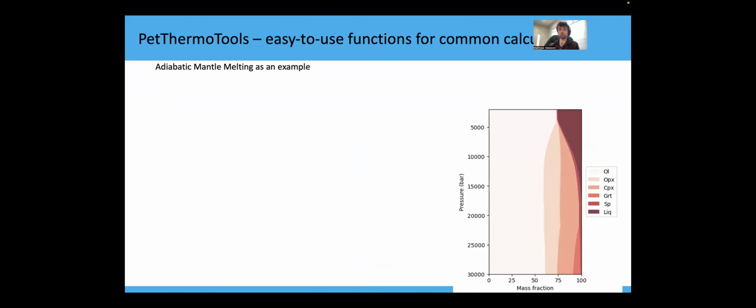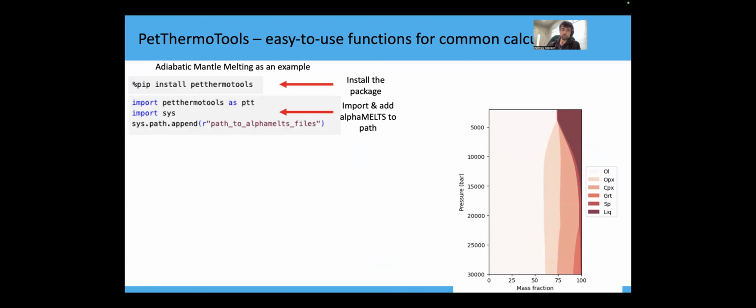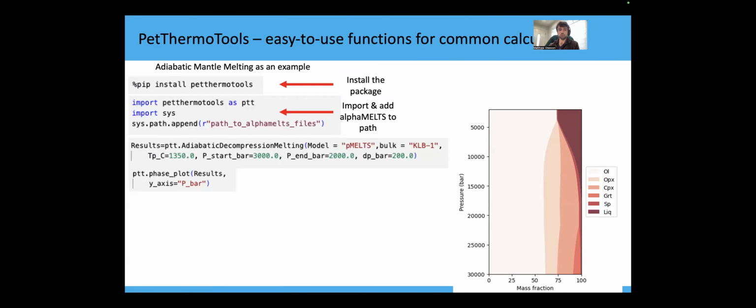This is a phase plot from a mantle melting model. Hopefully everyone's done the pip install PetThermoTools. After that, we can import PetThermoTools into our Python environment. If you need to, you can then run this import sys.path_append to make sure those alpha melts files are on the Python path. And after that, the only other thing you need in your code are these 2 lines.